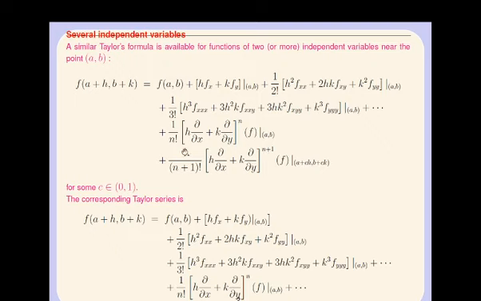So the nth term, I have this expression whole to the power n of f evaluated at the point (a, b), plus this is the remainder term as in the one variable case: 1 by (n+1) factorial (h ∂/∂x + k ∂/∂y) whole to the power n+1 of f evaluated at the point (a + ch, b + ck) for some c in between 0 and 1.